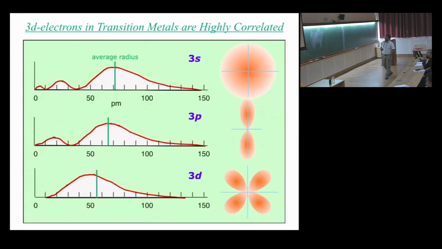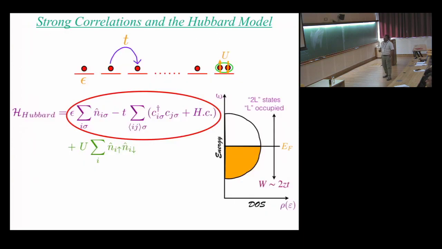So 3D electrons in transition metals are special. They are highly correlated because, as you can see, the radial extent of the 3D wave function is much smaller compared to S and P. So whereas these can be easily modeled using band theory, the 3D electrons are not easily modeled by band theory alone. So the most prototypical model to describe these compounds is this Hubbard model, which most of you are aware of.